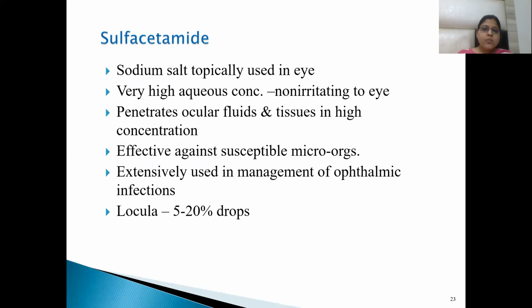Sulfacetamide is used topically in the eye, with very high aqueous concentration, and is non-irritating to the eye. It penetrates the ocular fluids and tissues in high concentration. It is effective against susceptible microorganisms, is used in ophthalmic infections, and 5 to 20% drops are given.